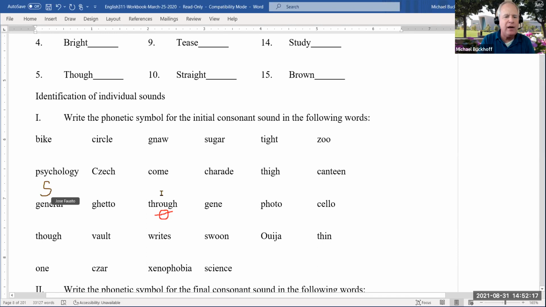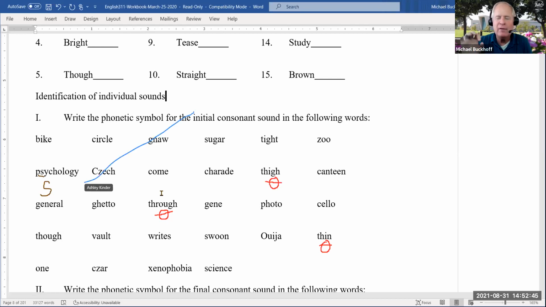Good. So somebody got the through. Good. That's good. Theta. Nice. We got another theta for thigh. Good. Through and thigh. Perfect. Somebody likes to do those thetas. Good. Get the hard ones out of the way. Now, if you can do through, thigh, and thin, you can probably also do the word though. But remember when I say though, there's definitely vibration going on with that one. There we go. And that's why it's an eth.